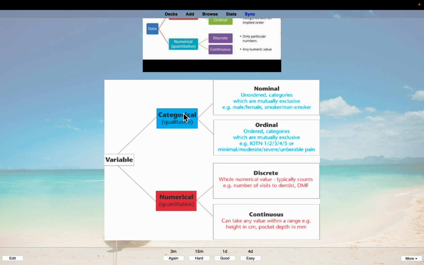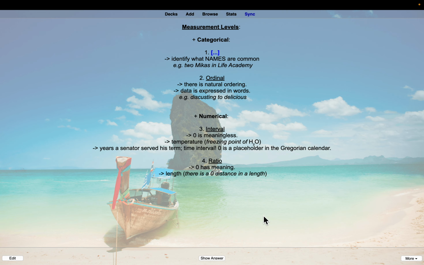So we have categorical, numerical. Just take note of the examples here. I'll move to the next flashcard. Measurement levels. Categorical, we have, okay.